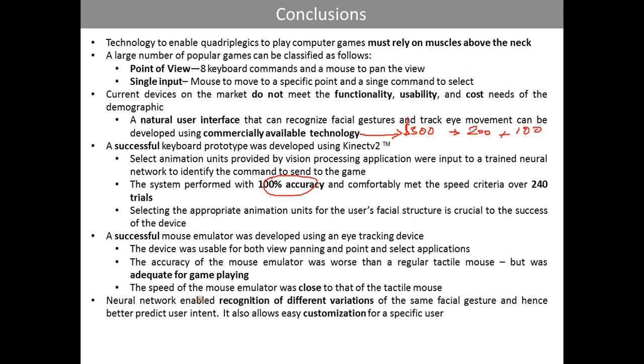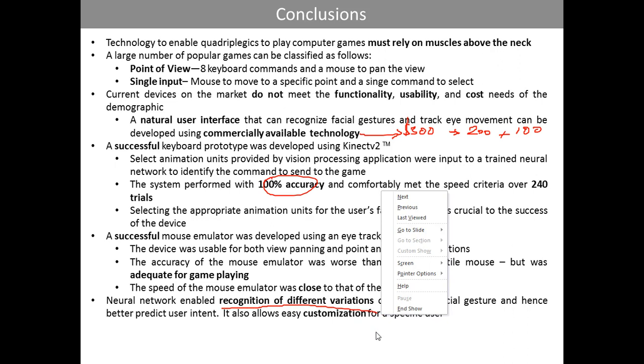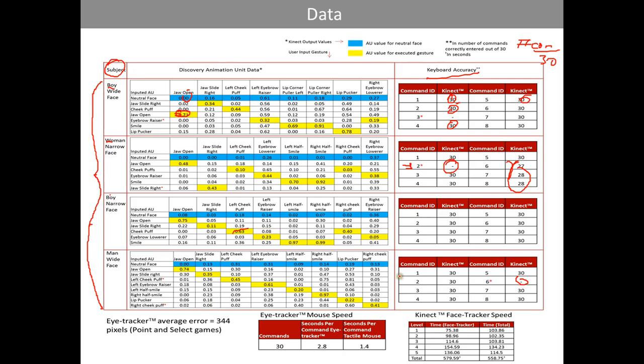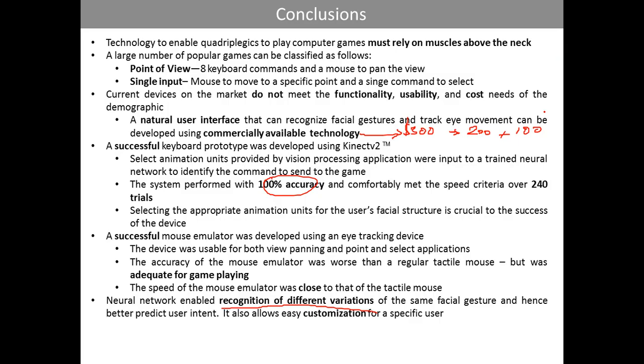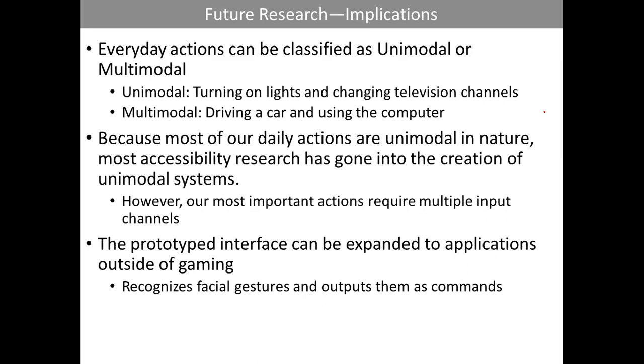So now the neural network was really the heart and soul of this project. It enabled the recognition of different variations of the same facial gesture, and that allowed for the consistency that we see among this data. If we look back here, we see that no matter the facial structure, the user still has super high accuracy, and that can be attributed solely to the neural network. It's able to take in the fact that people have different facial structures and still recognize the commands with high degrees of accuracy. So now let's move into what I can do with this research in the future.